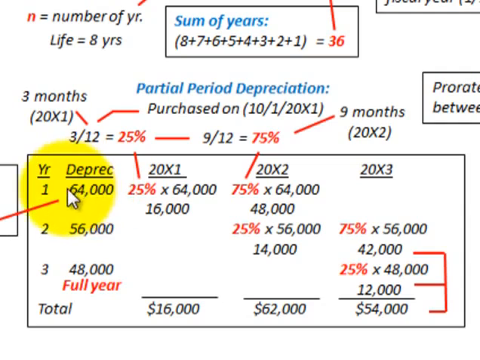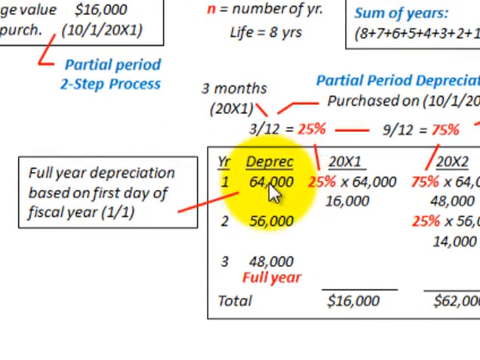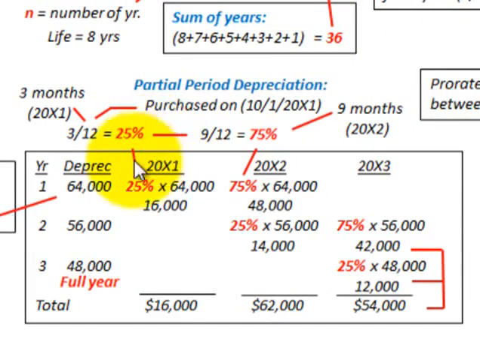So we start with year 1, depreciation of $64,000. Now remember, that's our full year's depreciation based on the first day of the fiscal year of January 1st of each year. And we have to divide this up based on our 10/1 or October 1st date. So for 20x1, we have 25% or 3/12 of the $64,000. That's plain enough to see. 25% of $64,000 gives us $16,000 total depreciation for 20x1.